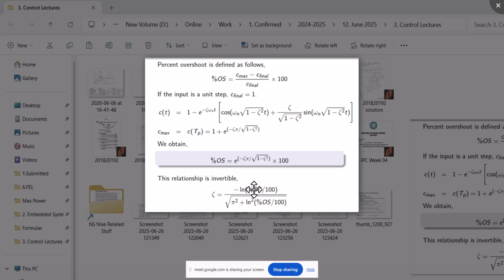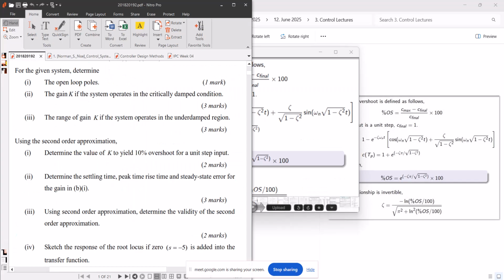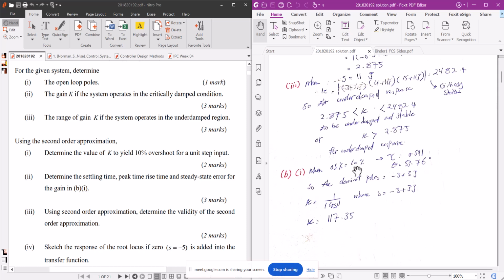So your overshoot is 10%. Put 10 over 100, that is 0.1, and calculate this. You will get your zeta. Here you can see that for a percentage overshoot of 10%, we get zeta 0.591. And how will we get theta? Zeta is equal to cos theta, so theta will be equal to cos inverse of zeta, cos inverse of 0.591.